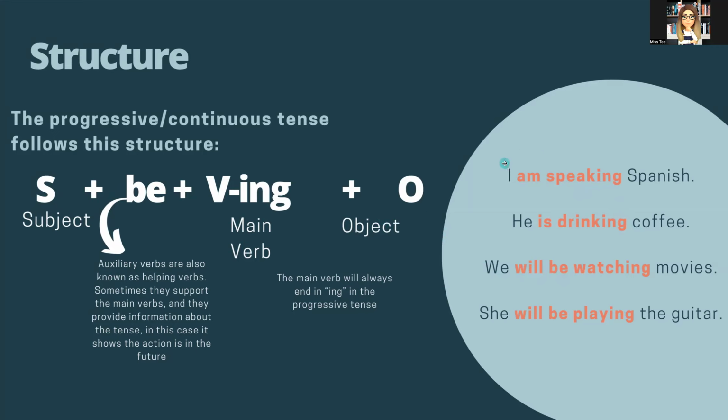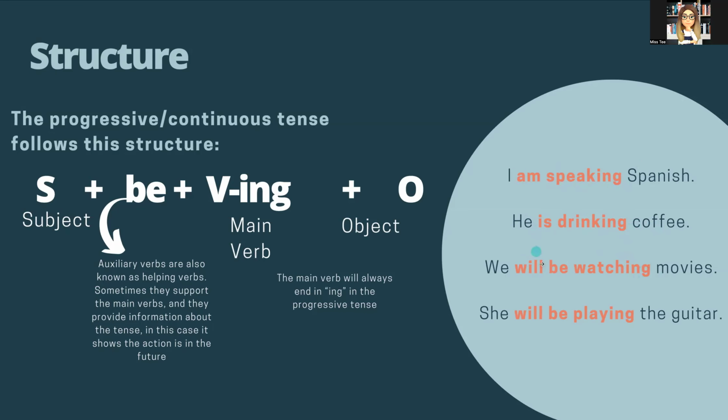So if we break everything down, we see I am speaking Spanish. So we have our auxiliary verb and then we have our main verb speak with ing on the end, speaking. Then we have he is drinking coffee. We have our auxiliary verb is, that's our form of be that's changed to the present singular form. And drinking is our main verb with ing. The ing is the main thing that shows us that the action is ongoing. So ing is a clue that the action is continuous or ongoing. So that's why we're always using the ing.